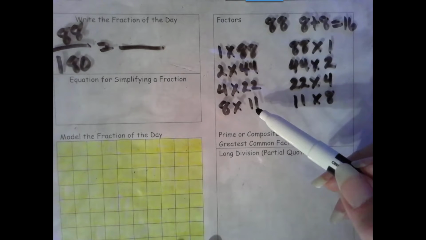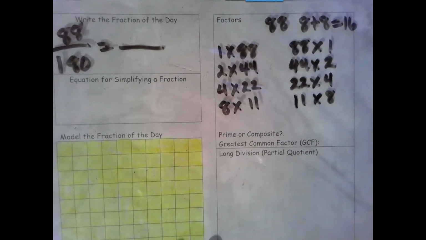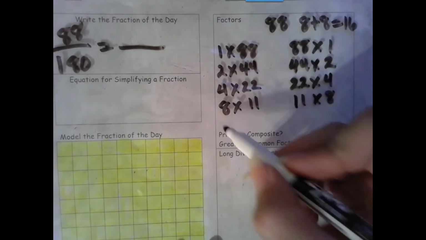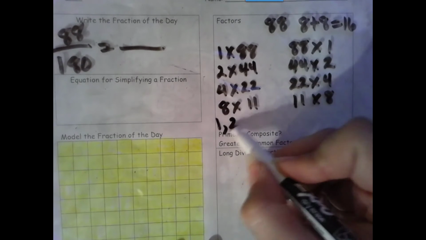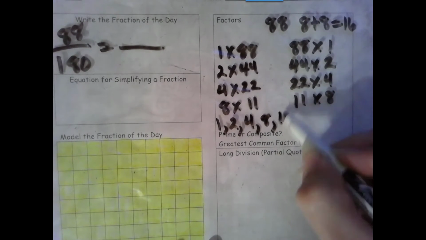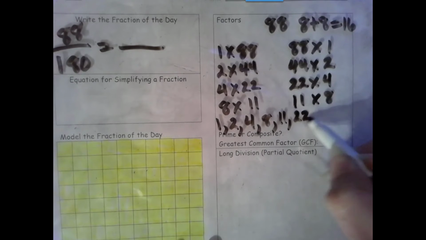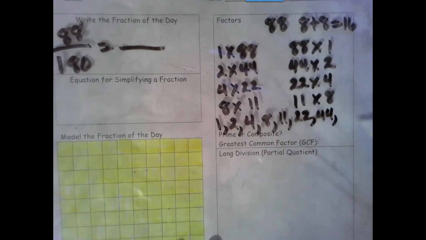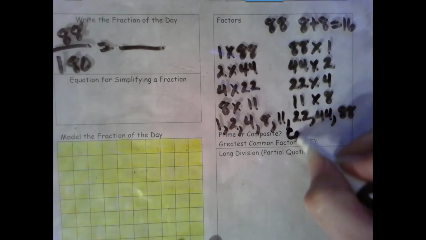Then we get to 11, so we're done. Also 11 is prime, so we're done. Let's go ahead and list them from least to greatest. 1, 2, 4, 8, 11, 22, 44, 88. Well, we have 8 factors. That is more than 2 factors, so it is composite.